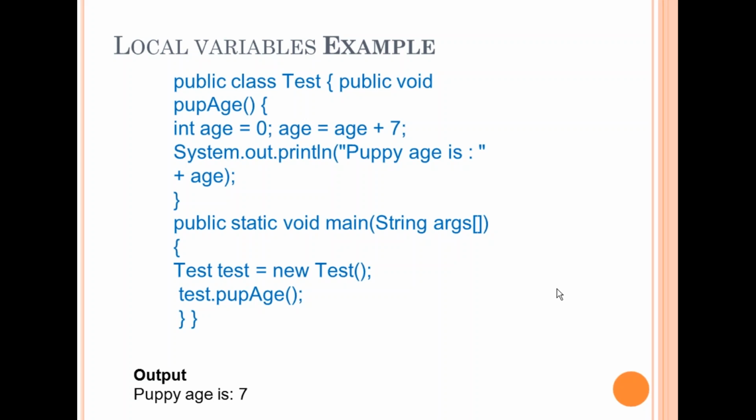Local variables are implemented at stack level internally. There is no default value for local variables. So local variables should be declared and an initial value should be assigned before the first use.